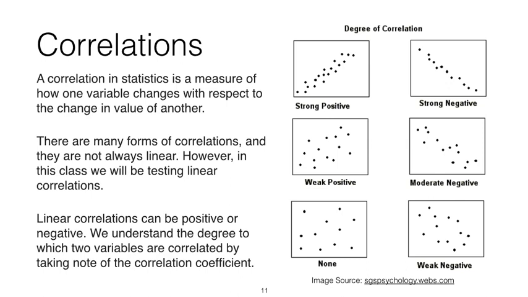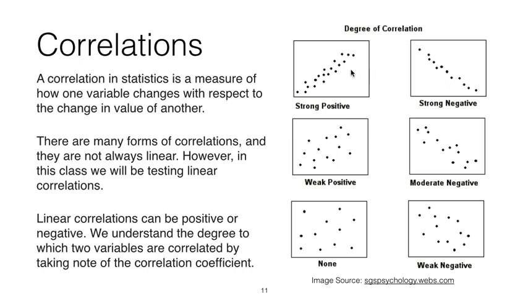Again, there are many forms of correlations, and they're not always linear. However, in this class, we will be testing linear correlations. Again, increase in one, what happens to the next? Linear correlations can be positive or negative. We understand the degree to which two variables are correlated by taking note of the correlation coefficient. We'll be looking at that in the next video when we see examples of correlations running in R.